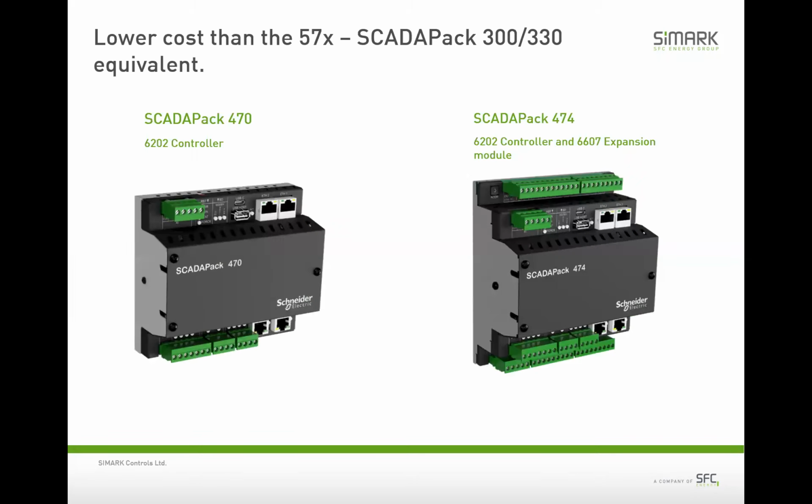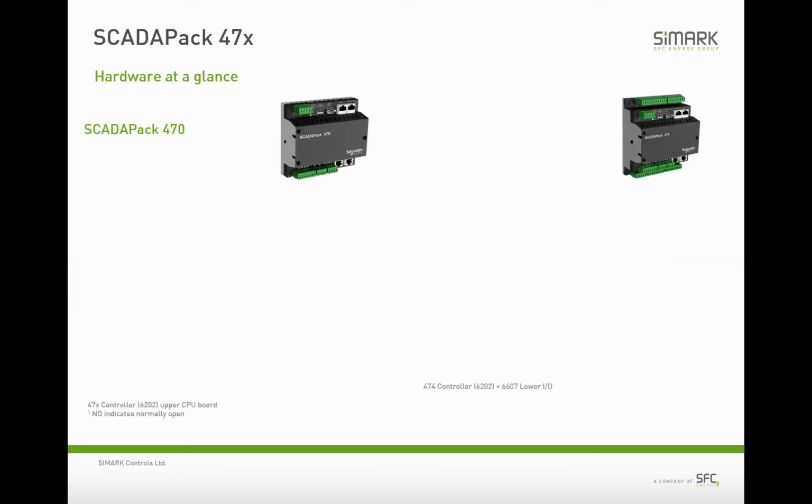The 470 and the 474 are shown here. You can see somewhat different packaging to the 57X series. We've got the terminals on the top here now vertical instead of horizontal, and we've got some different USB ports available to us here, slightly physically smaller too. So the 470 is the 6602 controller, still programmed with the same programming software that we programmed the 57X series with. Pretty much everything there is the same.